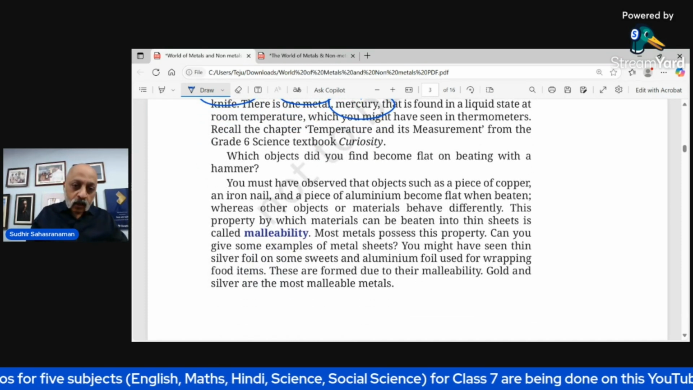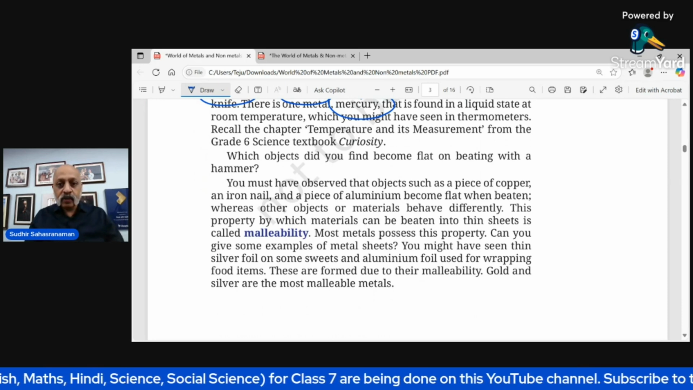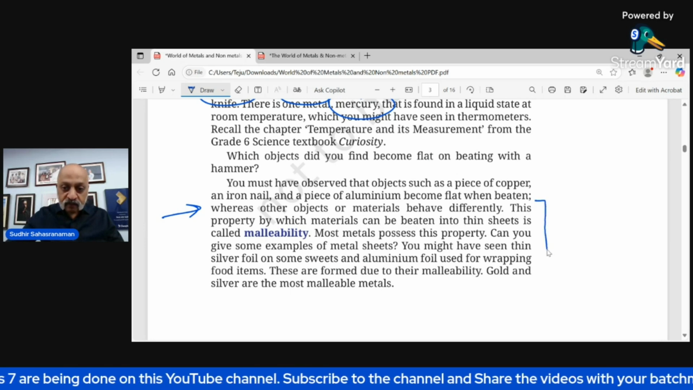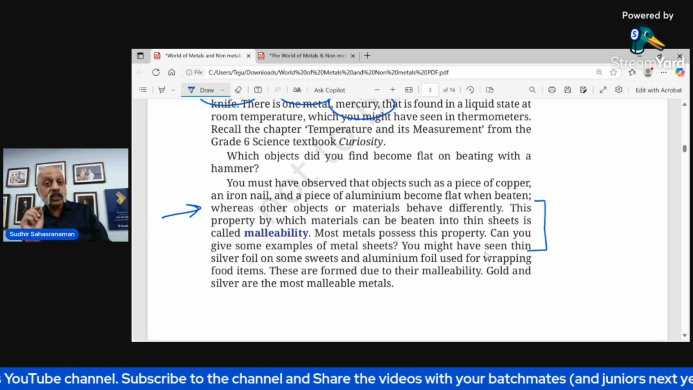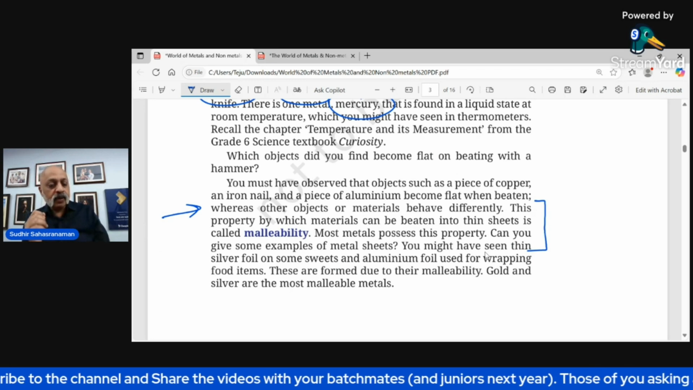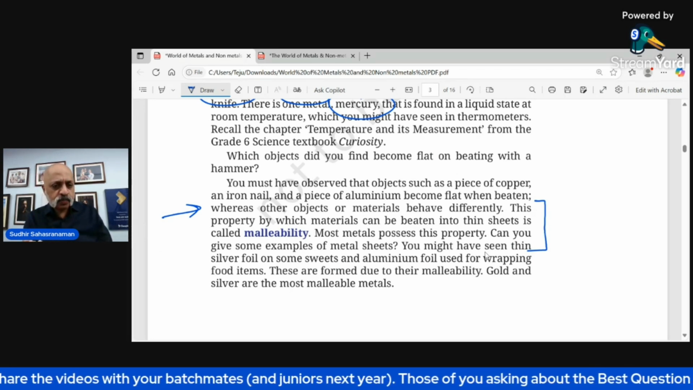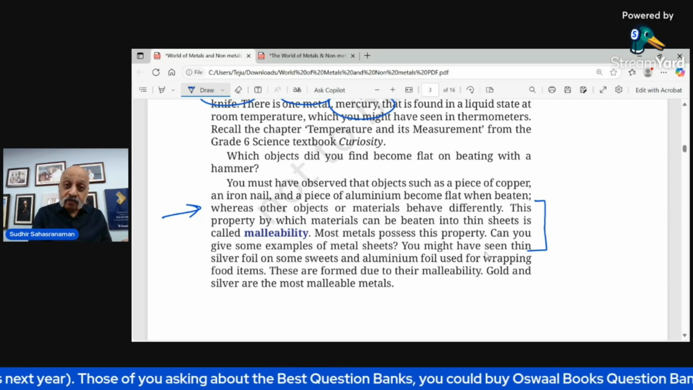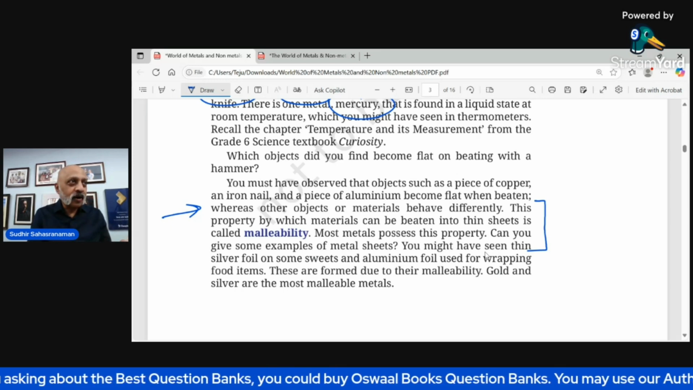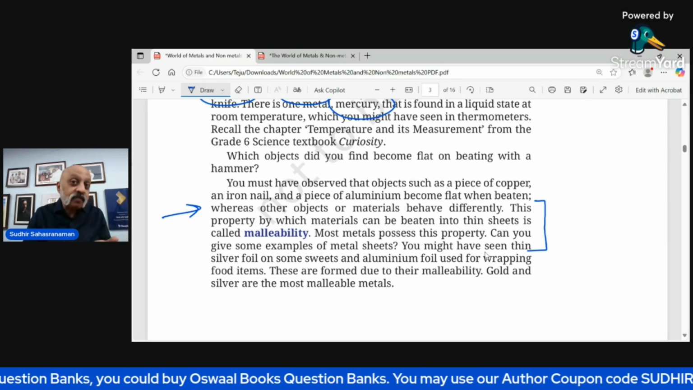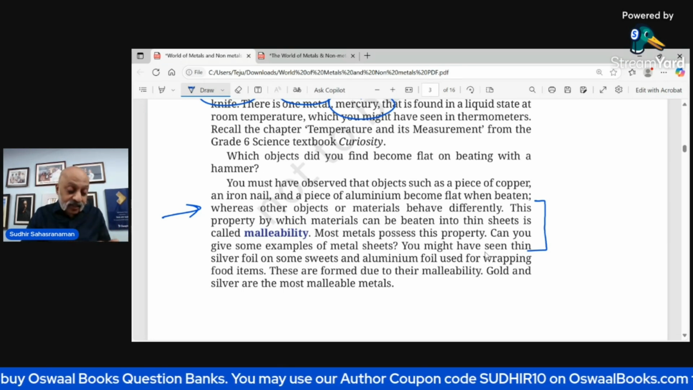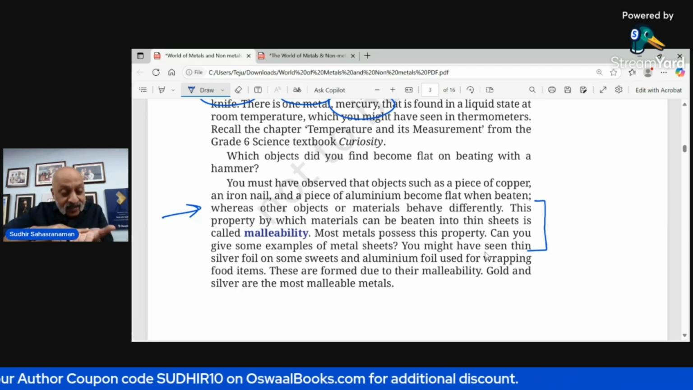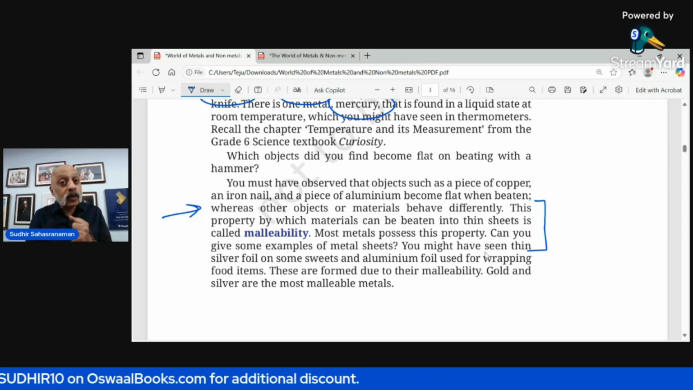Now, copper, a piece of iron, a piece of aluminium, they all become flat when they are beaten. Whereas the property by which materials can be beaten into thin sheets, that is called, as I said, malleability. Most metals possess this property, and that's why you have, like on barfi, on kaju katli, that thin silver foil. Where did that come from? Right? That is because of the property of malleability of silver, because of which you can make it into a very thin sheet and you can place it over the sweet.